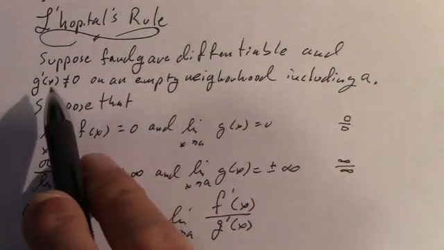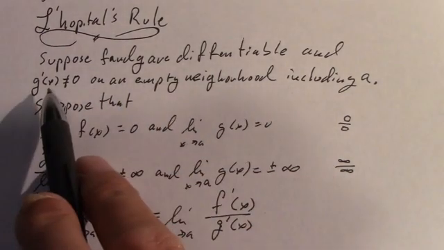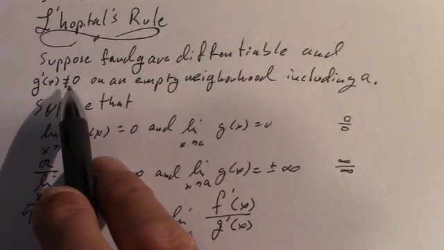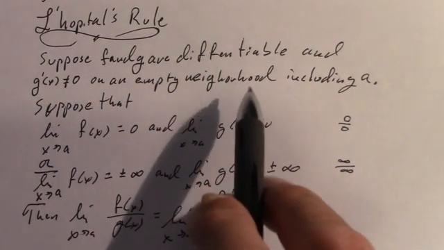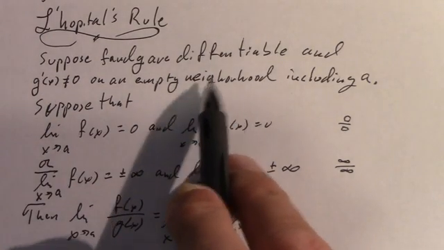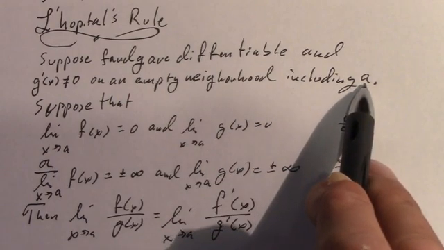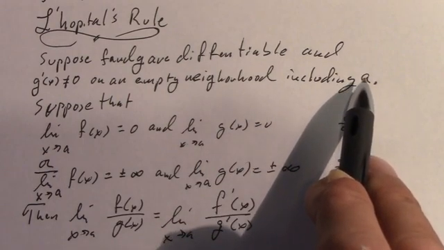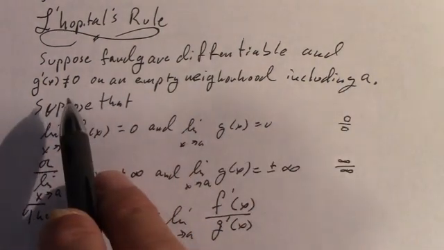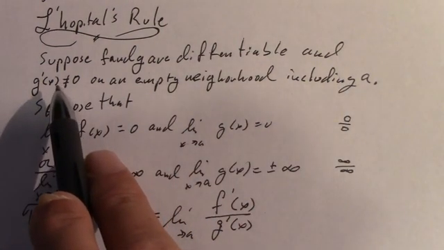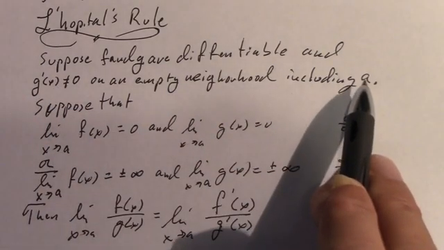There is the restriction here that g prime of x can't be 0 on this open interval which includes a, but this clause doesn't necessarily have to fit a itself. It just has to fit those values close to a.